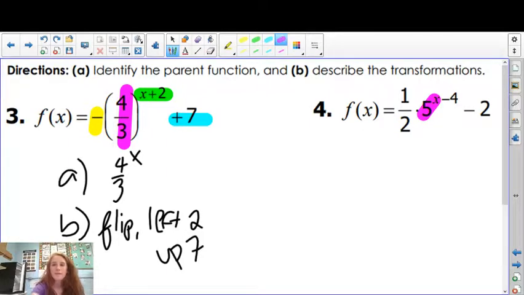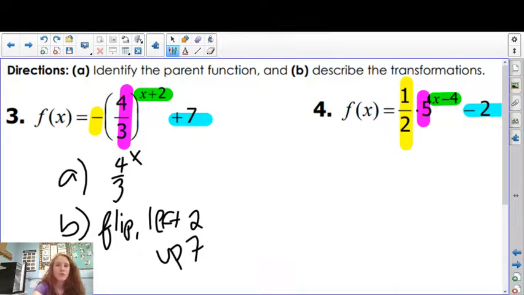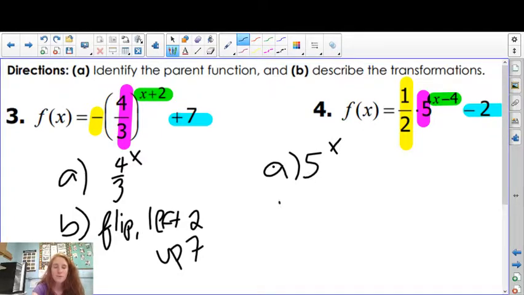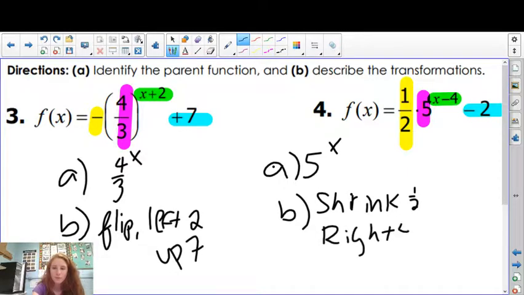Okay, here's the base. Here's the change. Oof, that's a little rough. Here's the base. Here's that change. Here's this change. And here's that change. My parent function is 5 to the x. It is going to be divided by 2, so it's going to be shrinking by 1/2. It is going to go to the right 4. And it is going to go down 2.